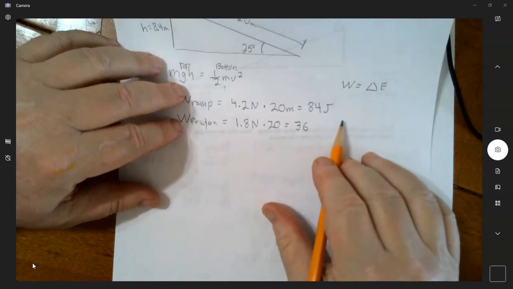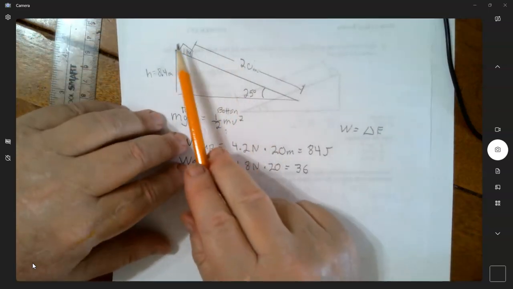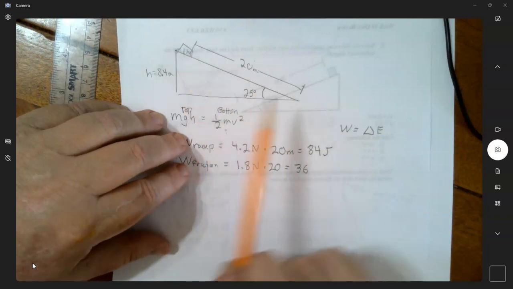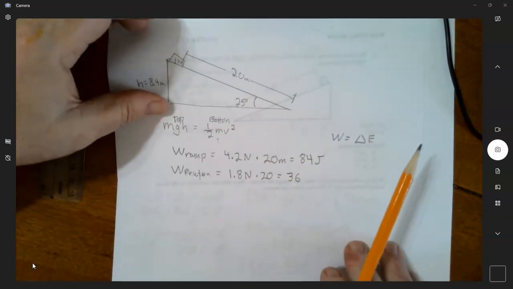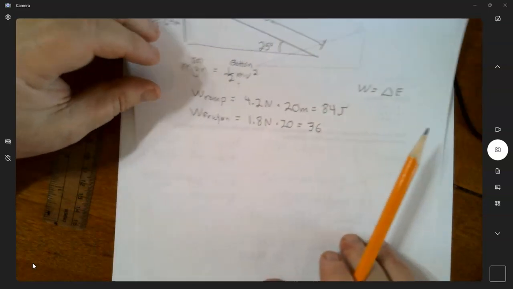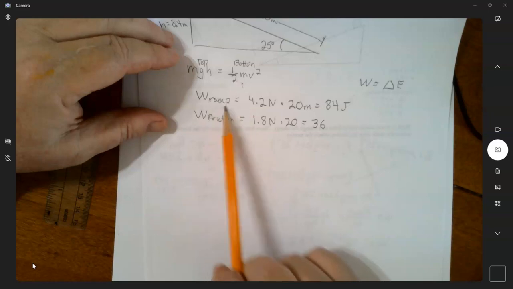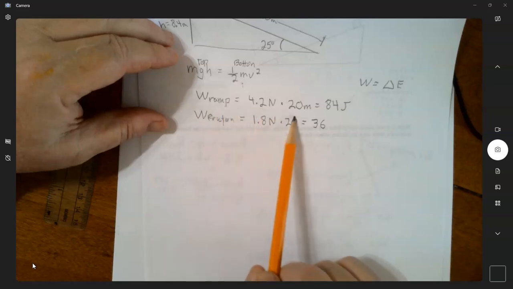All right, and we got that. So potential energy went from 84 up here to 0 down here. Kinetic energy went from 0 up here to 84 down there. Either way you look at it, that's a change in energy of 84, and that's what work equals. And so we confirm that when we multiplied our force times our distance.